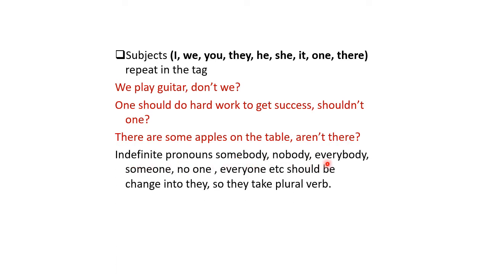Indefinite pronouns somebody, nobody, everybody, someone, no one, everyone, etc. should be changed into they. So they take a plural verb. Earlier we said that if we see verb 1 we bring do, if we see verb 5 we bring does, if we see verb 2 we bring did, right? But when an indefinite pronoun comes, we need to be a little bit careful, because in the statement such types of indefinite pronouns are singular, but in the tag question they should be changed into they, so we need to treat them as plural. Look there, look here. Everybody is being noisy today, aren't they? Here, even though we see is, we have to make this everybody into they.